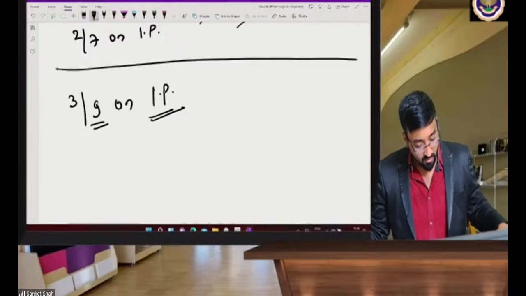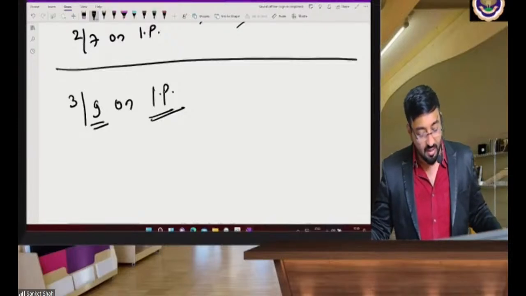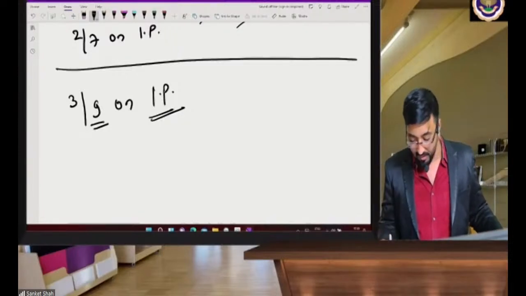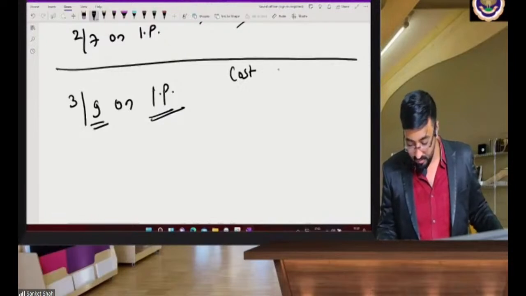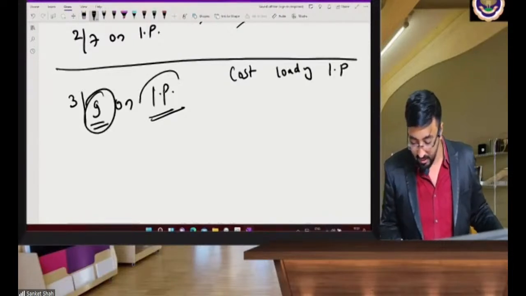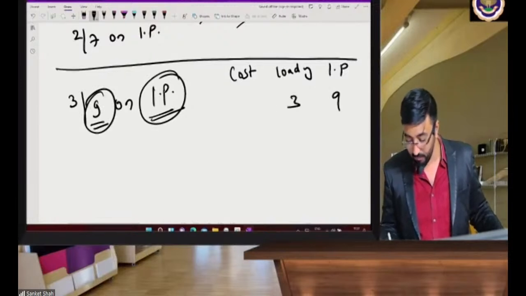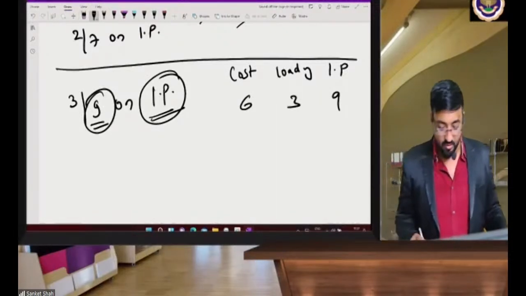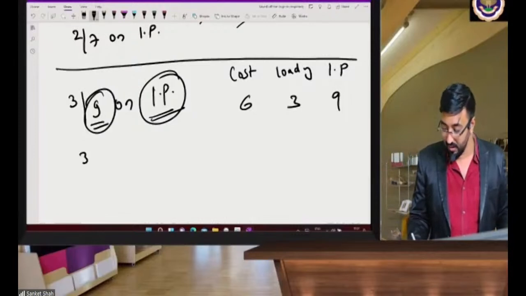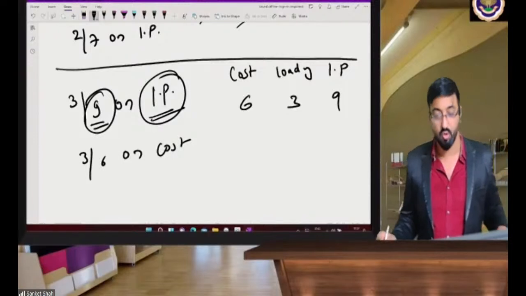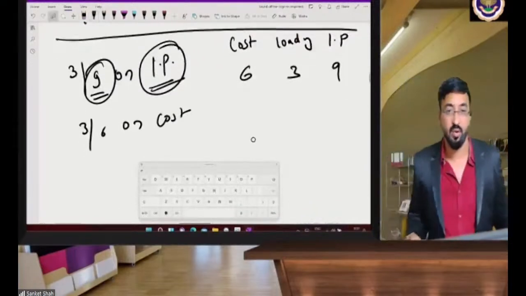Gauri, you got the wrong answer, beta. 9 minus 3. How are you writing 7, beta? 9 minus 3. Silly mistake, beta. Cost, loading, invoice price. So 9 is invoice price, 3 is profit, loading, and 6 is cost. So the answer is 6, 3, 9. 3 by 6 on cost, that is 1 by 2 on cost in very simple language. Okay.